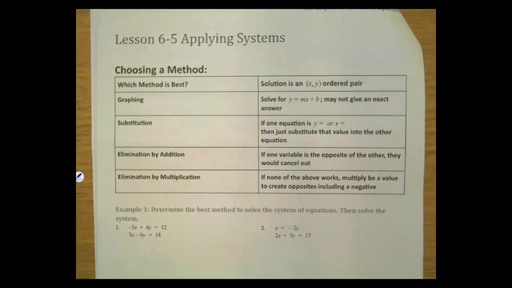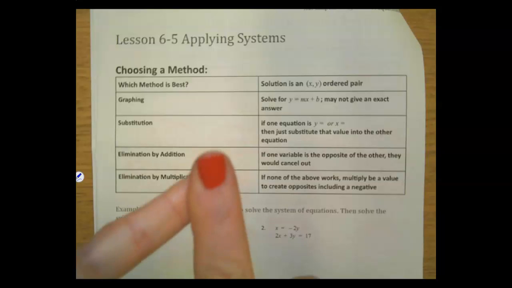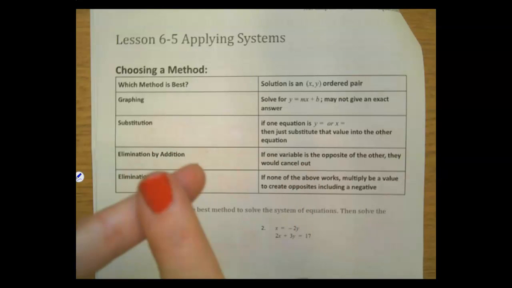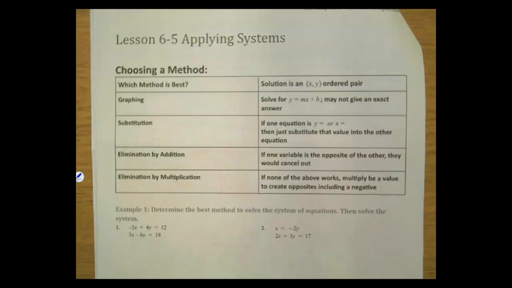All right, so here we go. So now we're applying the system. We have had two equations and we've graphed them to find if they intersect and have one solution. We have found that if we graph and they overlap, it's an infinite amount of solutions. If they end up being parallel, they could have no solutions. We have used substitution. We have used elimination with addition. And then we have used elimination by multiplying. So you almost have to choose what is the best method.